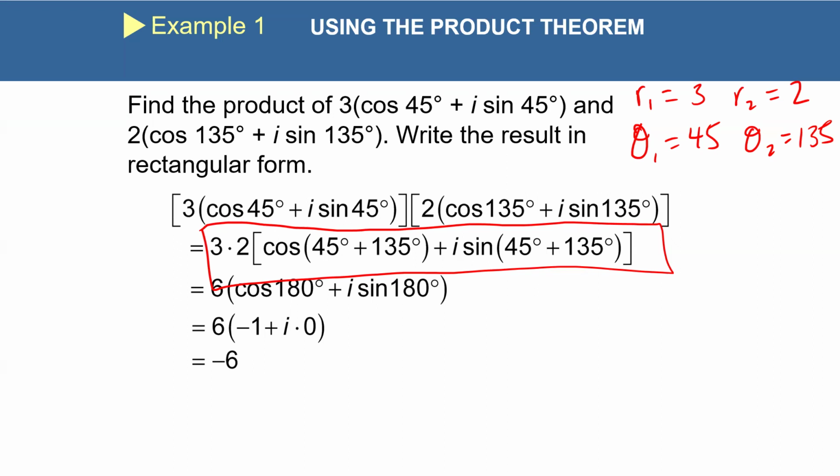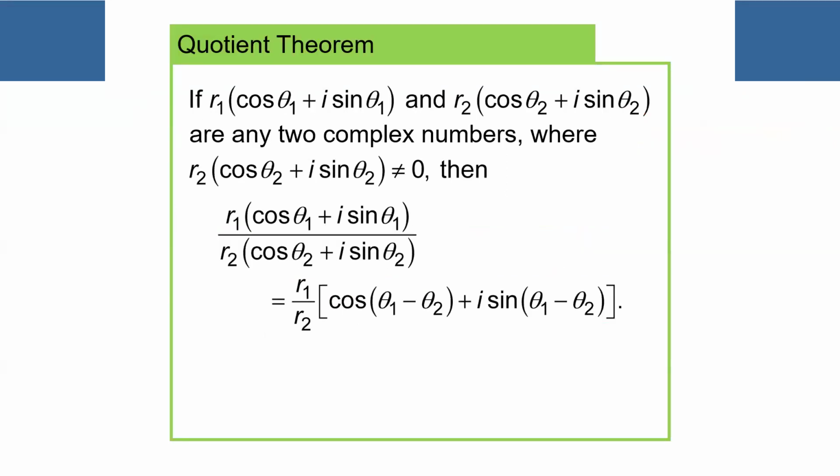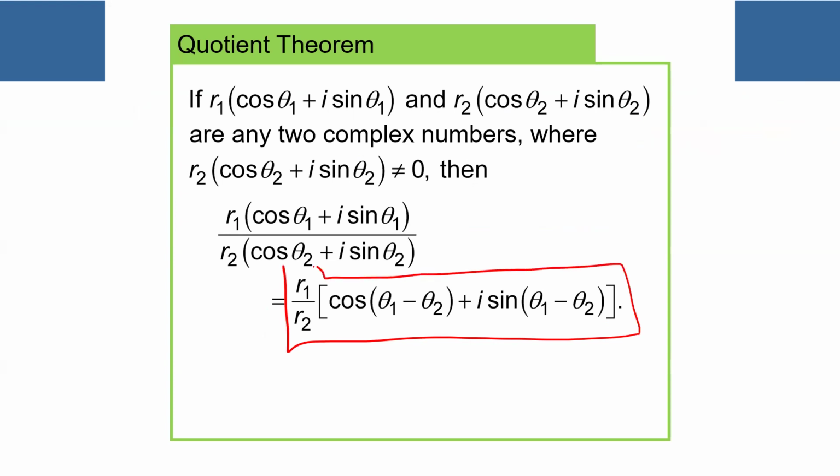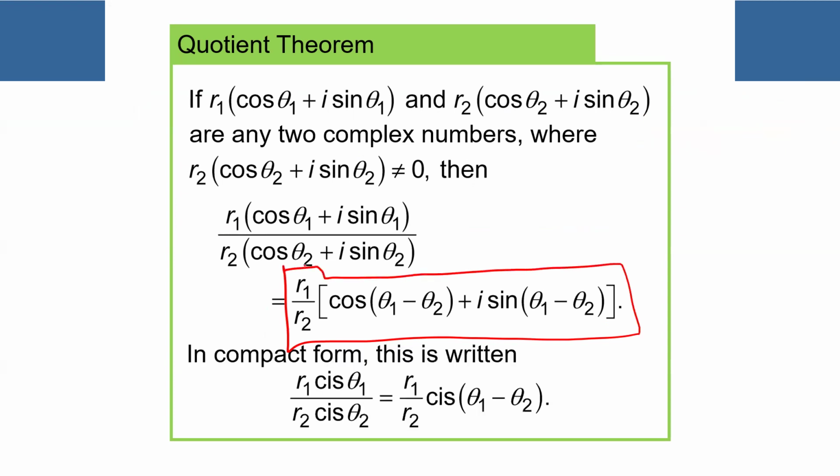Doable? All right, let's talk about the quotient theorem. What happens when you're dividing them? If you guess, that means you're subtracting. You're so smart. This is the expanded form, or you can write the condensed, which would look like that. So you can write the expanded or the condensed form. So here's your quotient theorem.